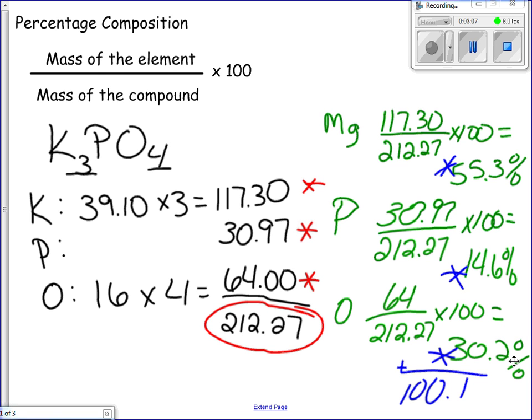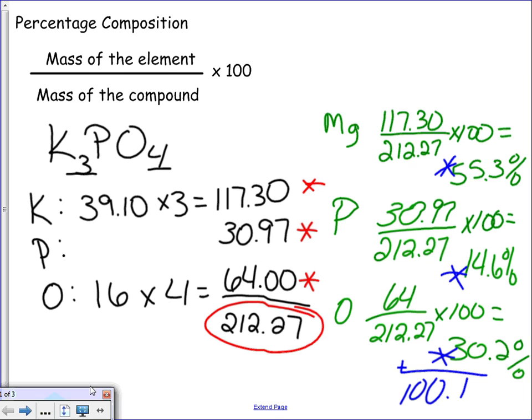So your answers for each one of these are going to be the ones that have the blue asterisks. So potassium is 55.3%, phosphorus is 14.6%, and oxygen is 30.2%. All right, let's do another one.